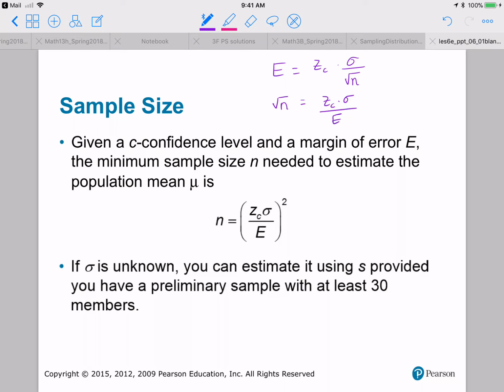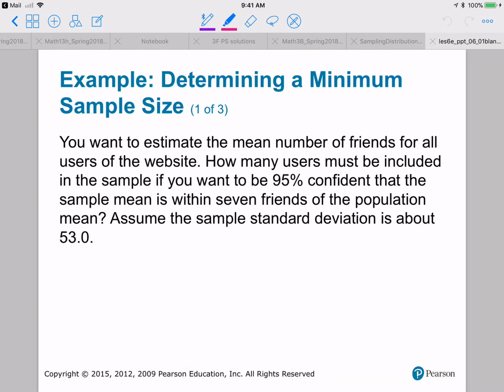So then now square both sides, right? If I square both sides, then that means that N is equal to that squared. So if you know E and you know your critical value, because you know your confidence level, and you know sigma, and you want to find N, you can figure out how large N needs to be just by solving the equation for N, okay? And now if sigma is unknown, you can estimate it using your sample deviation, provided that you have a preliminary sample with at least 30 members. So let's do an example here.